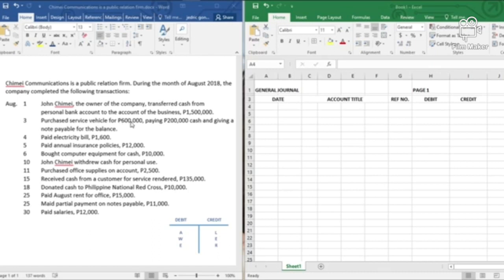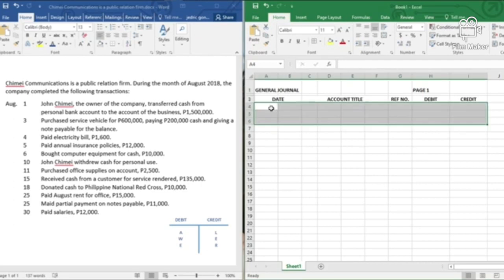Okay, so let's try this one. Chimmy Communications is a public relation firm. During the month of August 2018, the company completed the following transactions. John Chimmy, the owner of the company, transferred cash from personal bank account to the account of the business, which is 1,500,000. So, si John Chimmy, yung may-ari ng company, nag-transfer ng pera galing sa kanyang personal na bank account. Ito-transfer niya ngayon sa pera ng bangko.